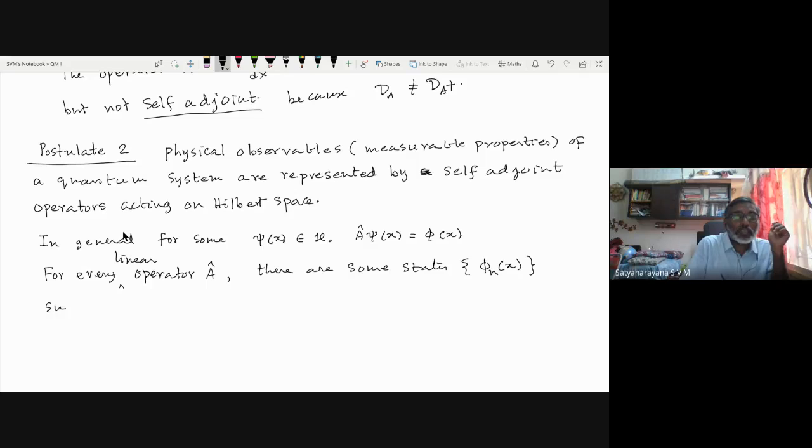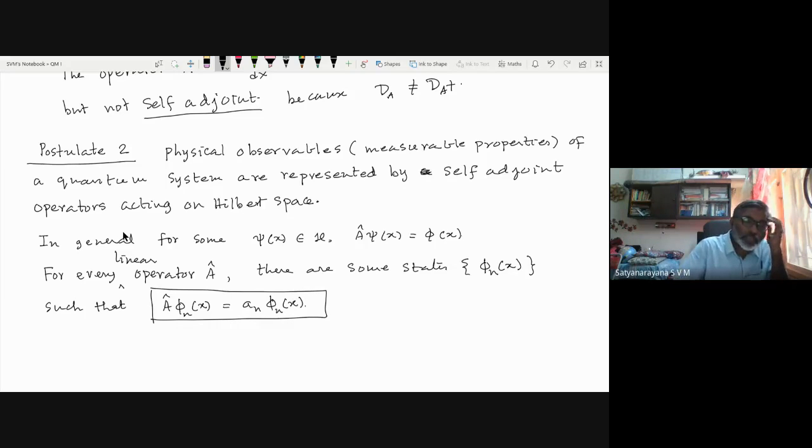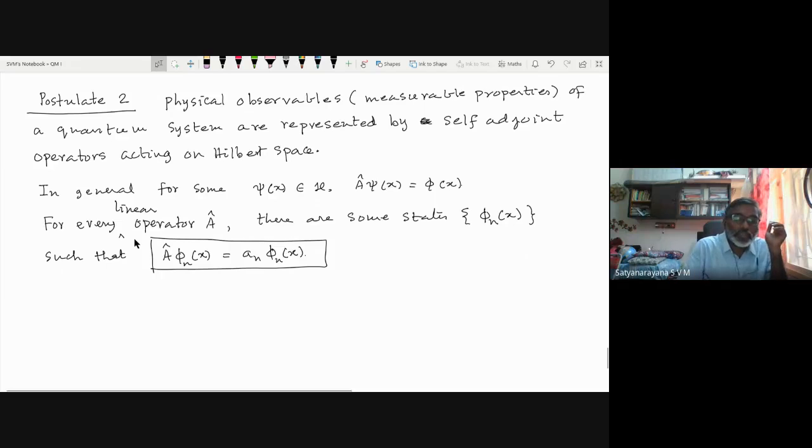Such that when A is acting on this phi n of x, the state will not change, but it will simply be scaled by a scalar. So for every operator, some states will be there which don't change. In that case, we say that this phi n of x is called an eigenfunction of A.